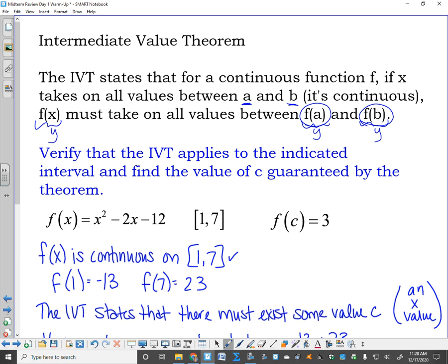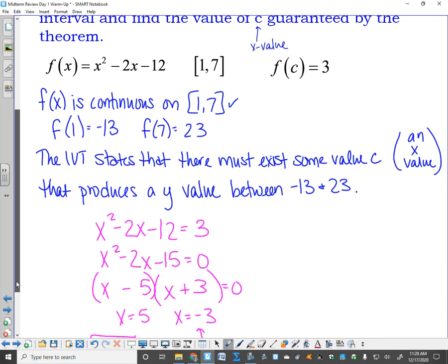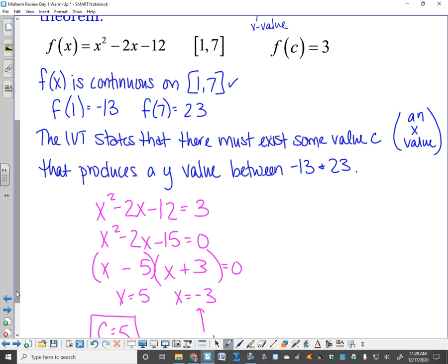Then y's have to take on all the y values between the y value at a and the y value at b. So this says verify that the IVT applies to the indicated interval and find the value of c, which is an x value, guaranteed by the IVT. So f of x equals x squared minus 2x minus 12. I know that that is a continuous function. It's a parabola, but I have to state it.